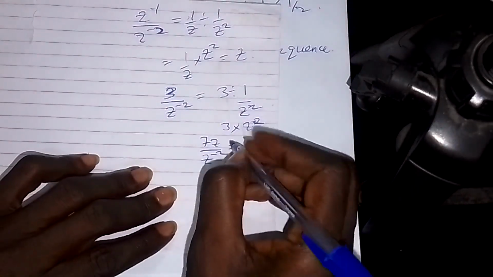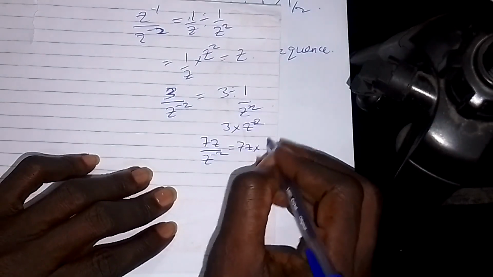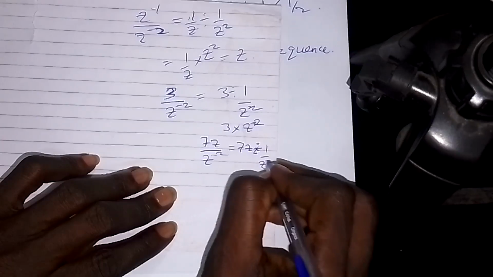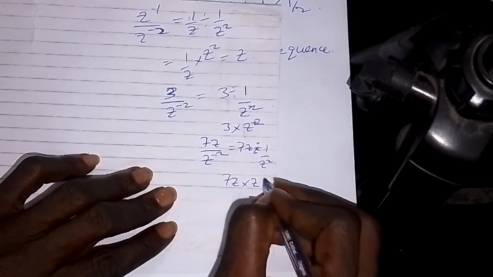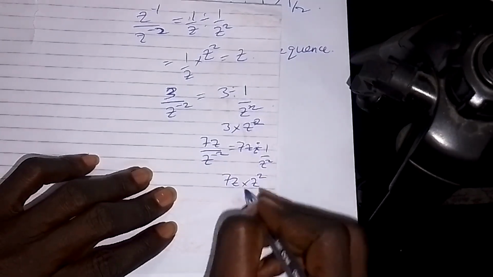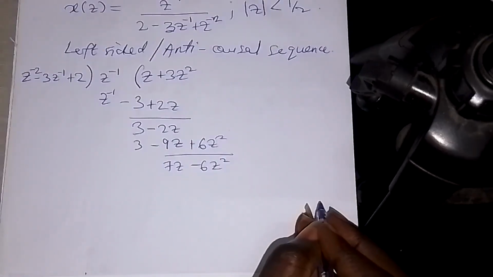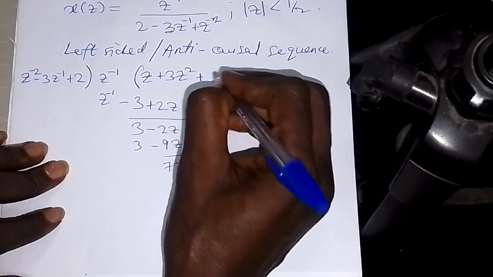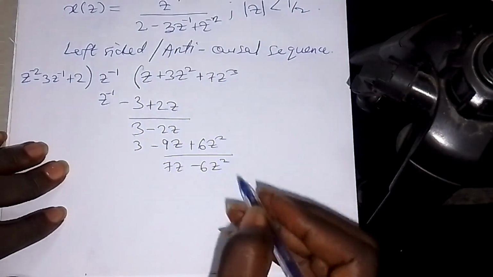I'll get 7z times 1 over z squared, so 7z times z exponent 2. So I'll get 7z cube. So that means that here I'm supposed to write plus 7z cube.